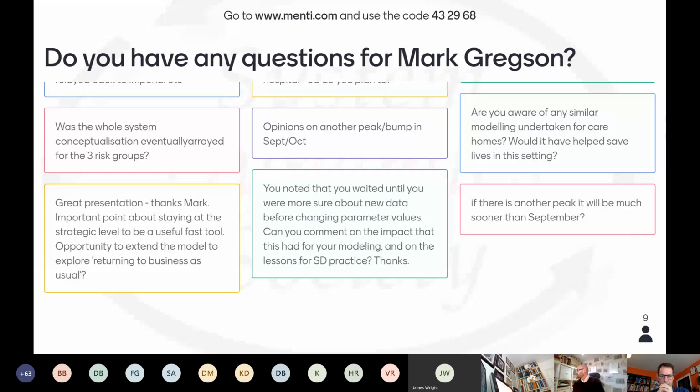Are you aware of any similar modelling undertaken for care homes? Would it have helped save lives in this setting? Yeah, I'm not aware of any modelling. No, we are hopefully going to be including that in the next version. I think it's probably potentially too late for those. Obviously, it's too late for the lives saved. I think they've got their act together with care homes now, but I think it was all too little, too late, I'm afraid. Yeah, I think it would have. I don't think there's anything more to say.